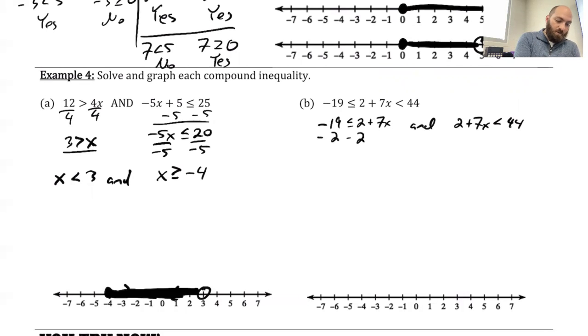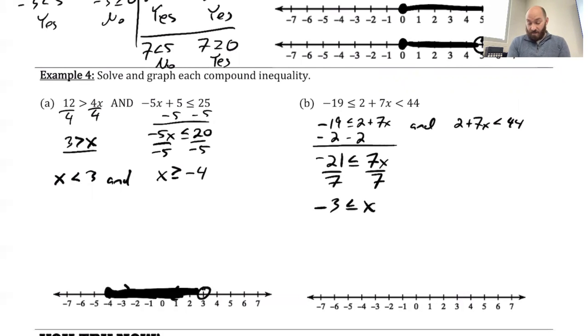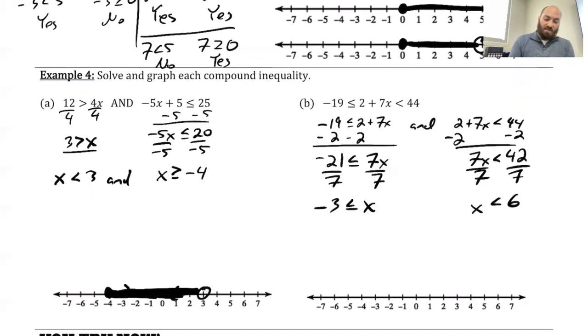I'm going to subtract 2 from both sides. So that's -21 less than or equal to 7x. Divide by 7. I get -3 less than or equal to x. Over here, subtract 2 from both sides. 7x is less than 42. Divide by 7, x is less than 6.